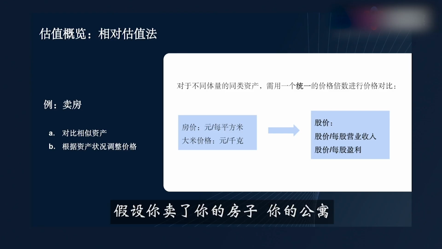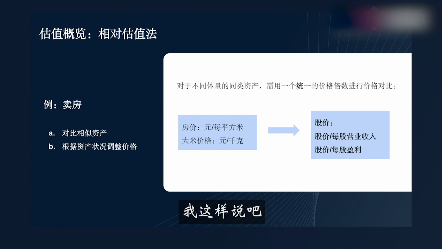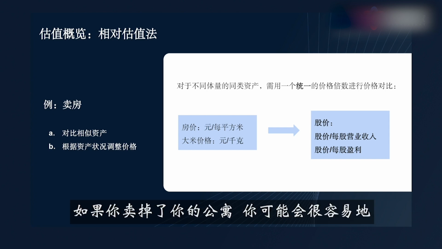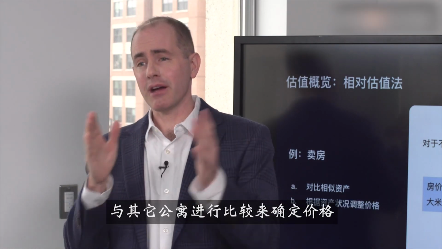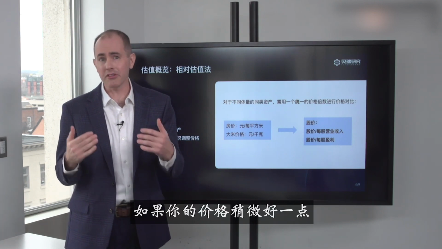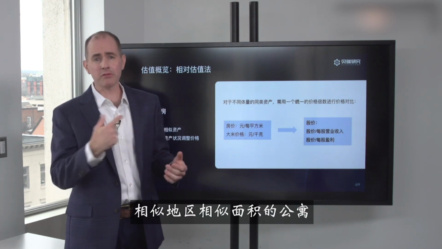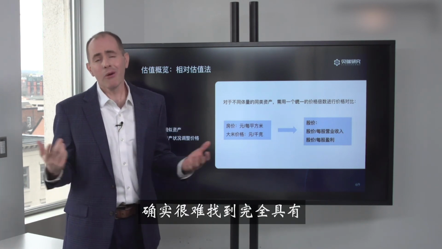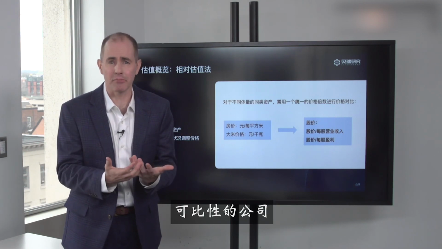So if you sold your house or an apartment, you already know what a multiple is. Or let me say it like this: if you sold your apartment, you would have easy comparison to other apartments to determine the price. If yours is a little bit nicer, maybe you charge a little bit more, but you just look at apartments with a similar size and similar area. Well, it's kind of hard to find businesses that are so exactly comparable.